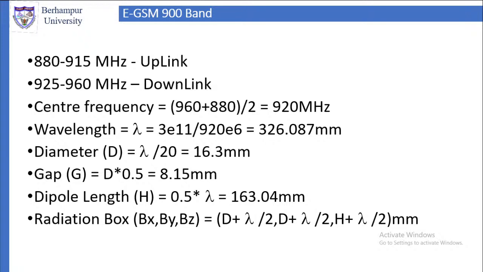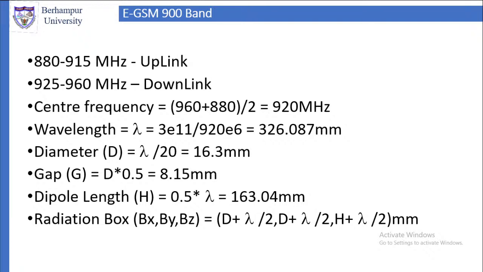If it resonates at 920 megahertz and has sufficient bandwidth, then we can use the antenna for the uplink and also for the downlink. If it has sufficient bandwidth, which means it resonates at 920 megahertz and works from 880 to 960 megahertz. That is why we design the antenna at the center frequency, which is 920 megahertz.